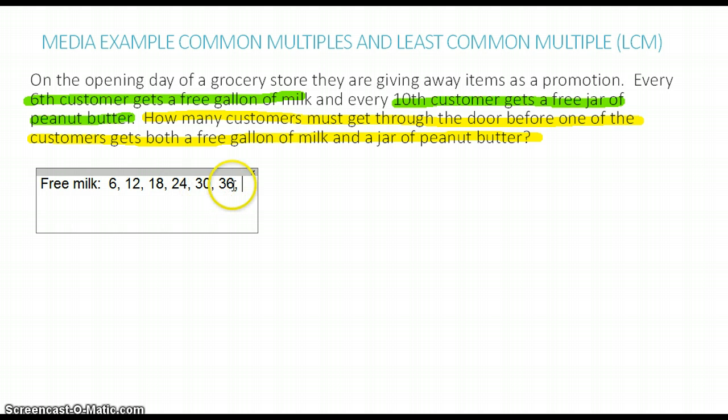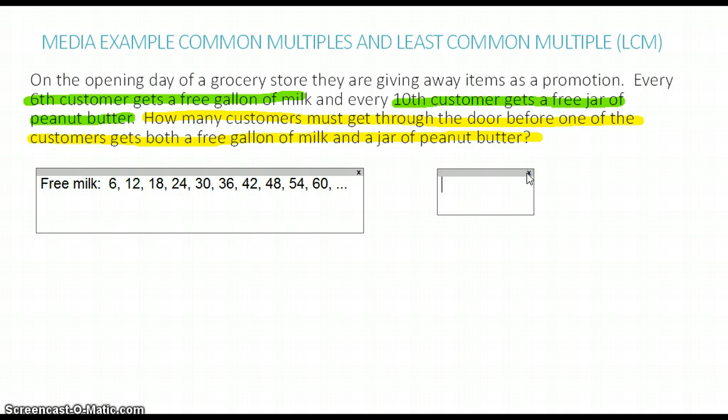So after 36 and 6 is 42, 48, 54, and 60. I'm going to put dot, dot, dot for now. So those are the numbered customers. So we think of the customers walking in, the numbers of the customers who are going to get a free gallon of milk. And it will continue on until closing time.